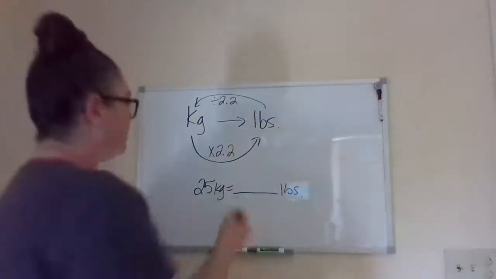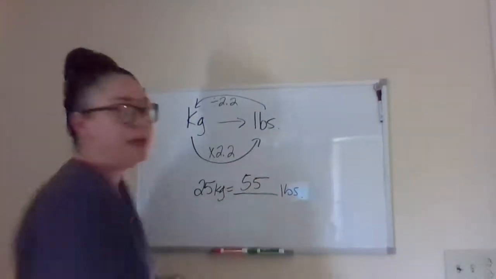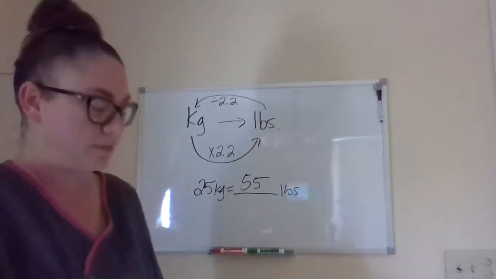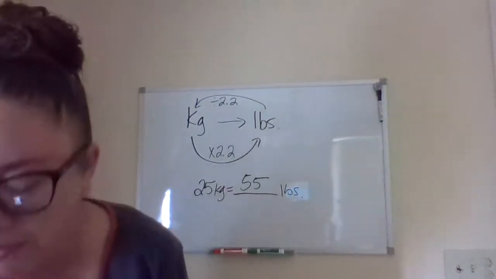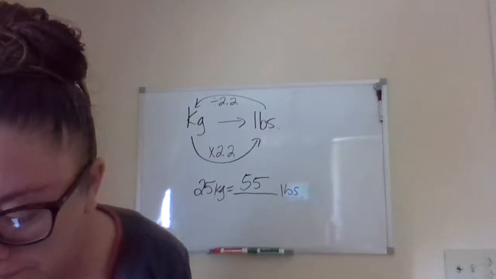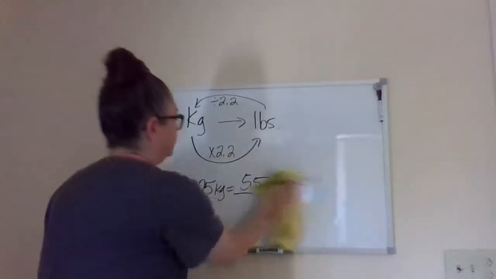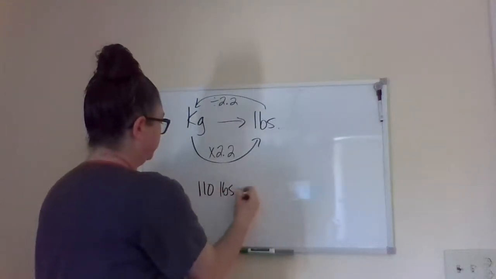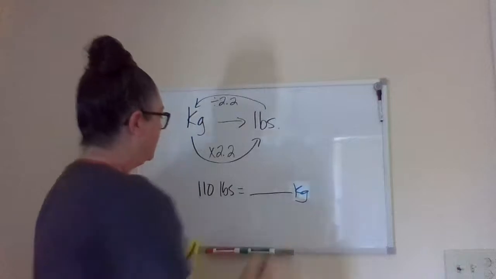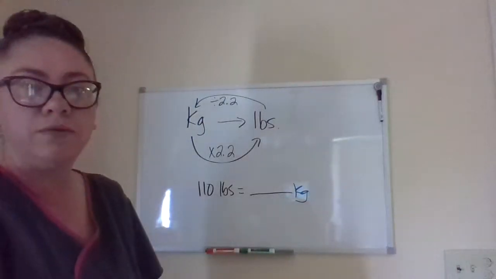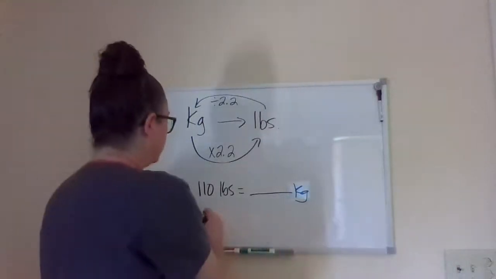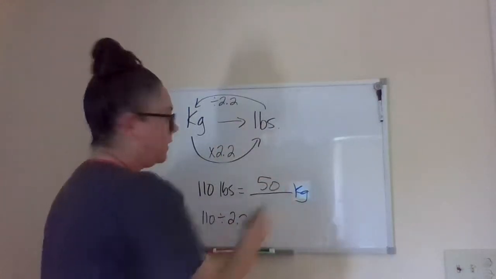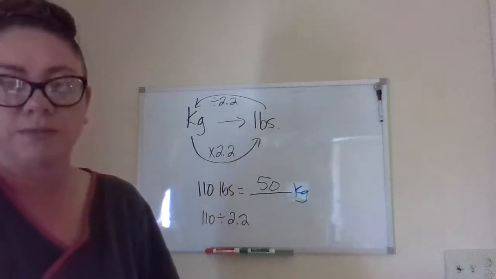So it's 55. If you have any that come out to decimals, you're going to round to the tens place. Let's do one the opposite way. We have 110 pounds, and we're converting to kilograms. We're going to take 110 divided by 2.2, and that should give us 50 kilograms.